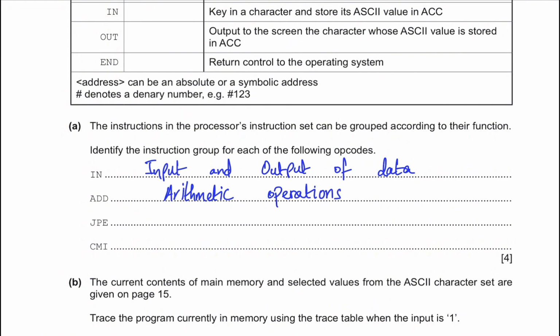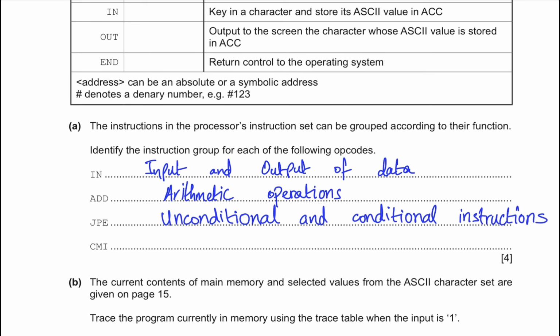Okay, arithmetic operations. JPE is unconditional and conditional statements, and conditional instruction. Okay. CMI is comparing the instructions.